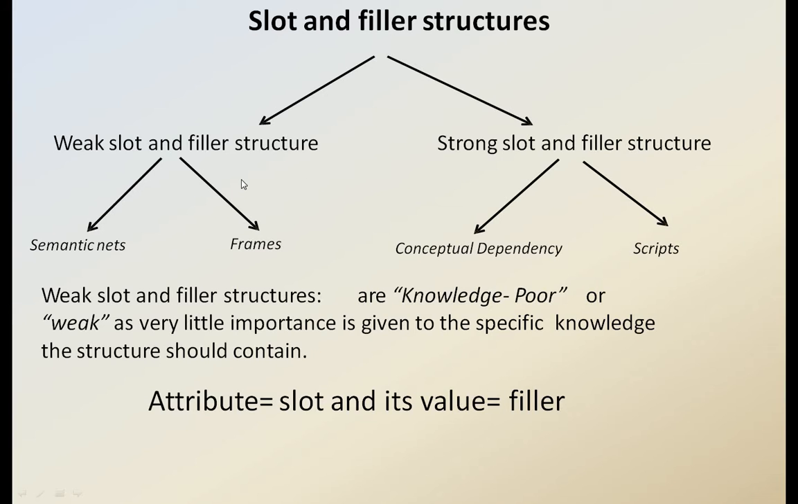Whereas in the weak slot filler structures, the knowledge representation is very poor, and only very simple kinds of knowledge structure can be represented in the weak slot and filler structures. The basic representations for these weak slot filler structures are semantic nets as well as frames. And coming to the strong slot filler structures, we have conceptual dependency as well as scripts. So this is the introduction of the slot and filler structures.